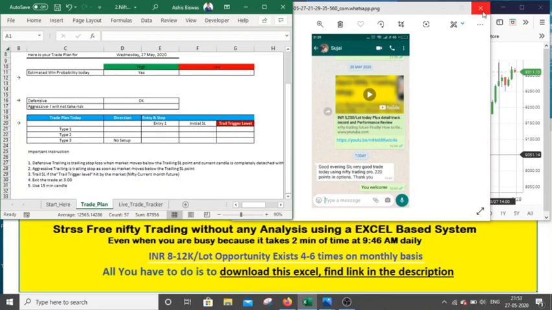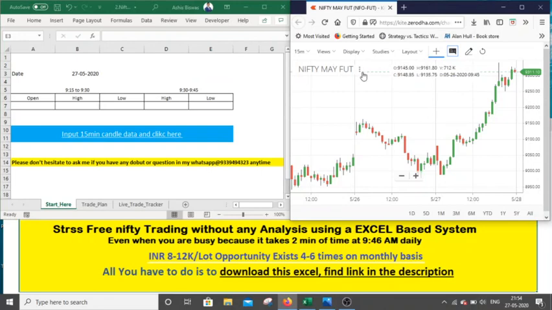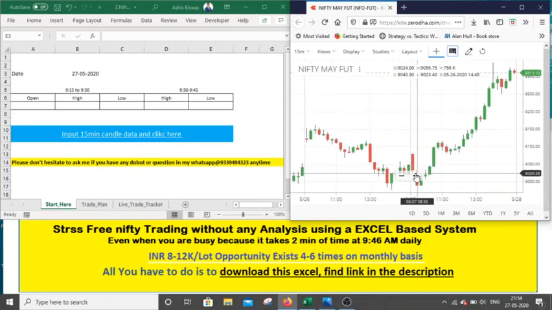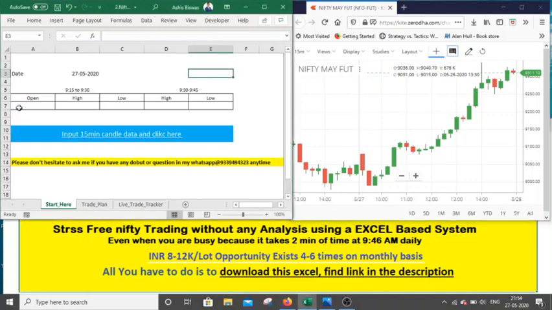So now I will describe what to do. See, here you have to enter the data from the 15-minute candlestick chart, or whatever the time or bar chart, that actually doesn't matter. This is the 15-minute candlestick chart of Nifty May future, and what I have to do is take the first candle's open, high, low. So I will enter here the first candle's open, high, low.